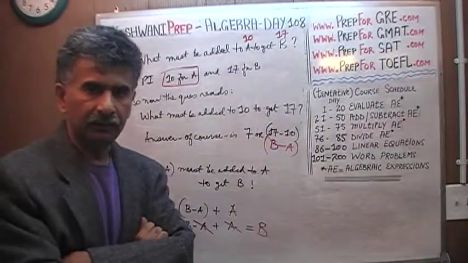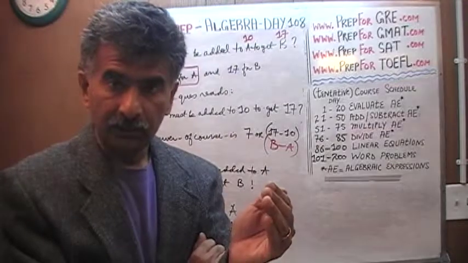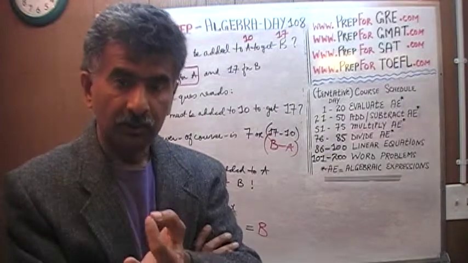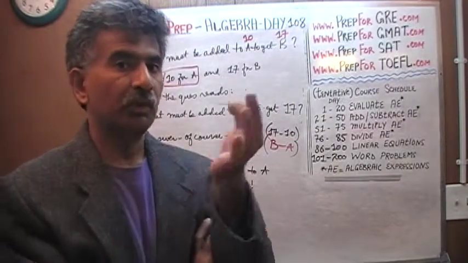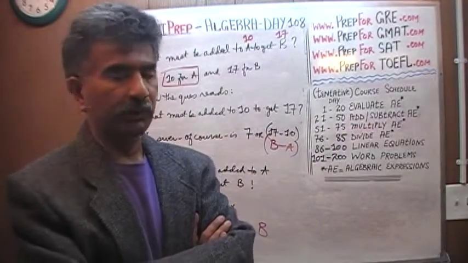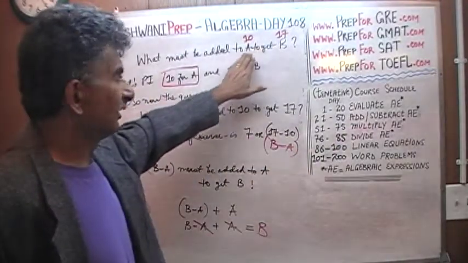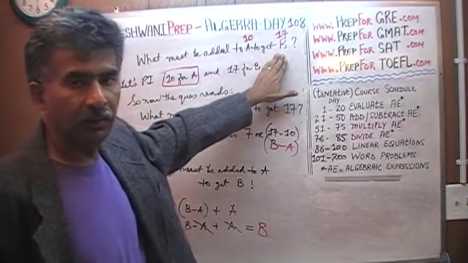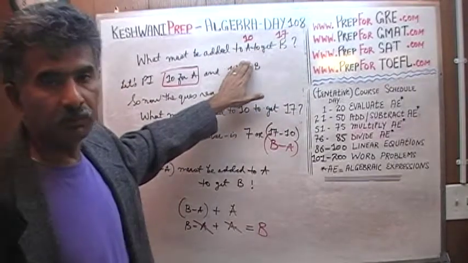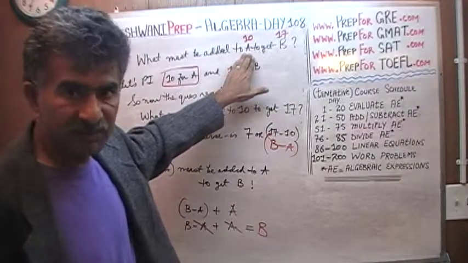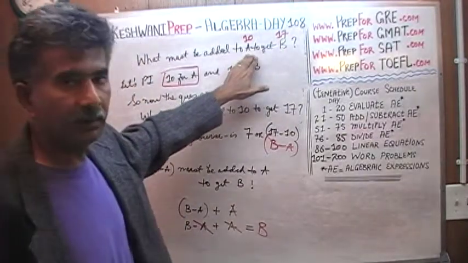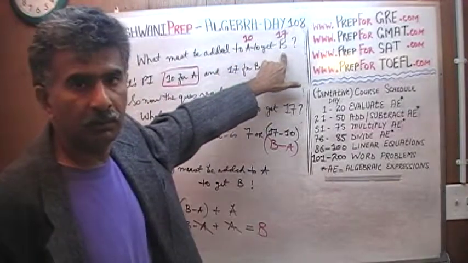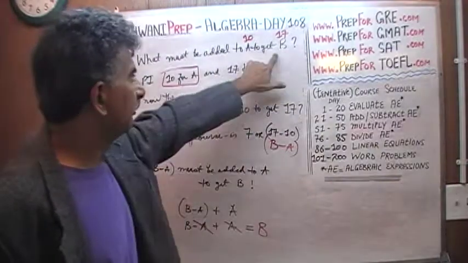The difference of the two numbers, the number that you want to get and the number that you started out with, must be added to the number that you started out with to end up with what you want to get at the end. I'm going to say it one more time. The question is what must be added to A to get B? Well, the answer is the difference between the two. The difference between these two numbers is B minus A right here.